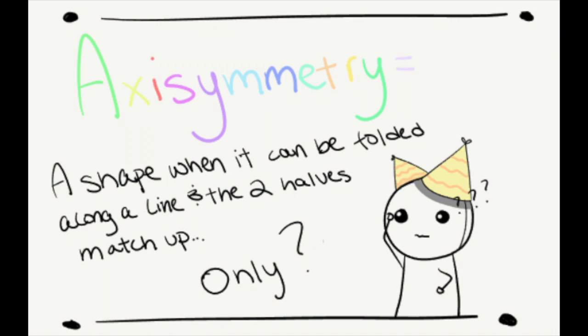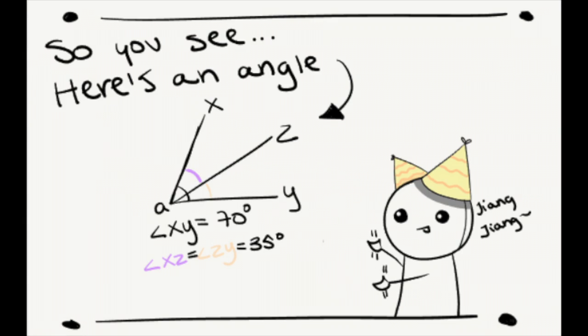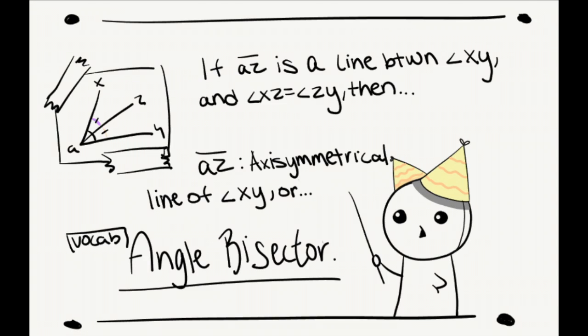So, now we know axisymmetry means a shape that can be folded along a line and the two sides match up. But does it mean shapes only? Nope. So you see, an angle can also be axisymmetric. We call the line that splits the angle in half the angle bisector. Makes sense, huh? Okay, now on to the examples.